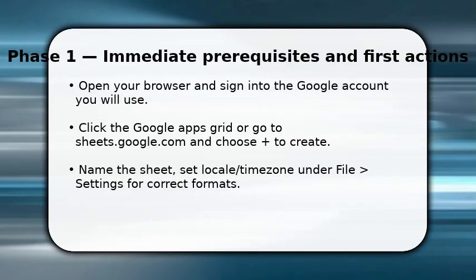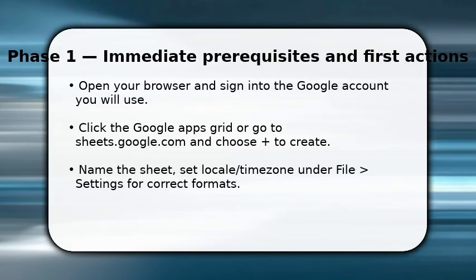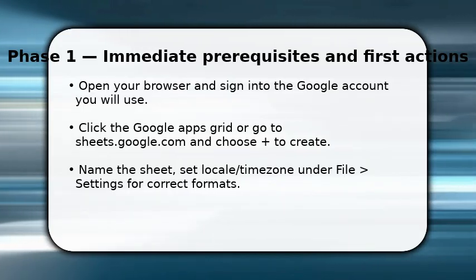Enjoy the video. You're starting a Google Sheet now. Sign into your Google account first, then open Sheets. Google.com or the app's grid and click the plus to create. Name the file immediately so you don't lose context. This helps when sharing and organizing.